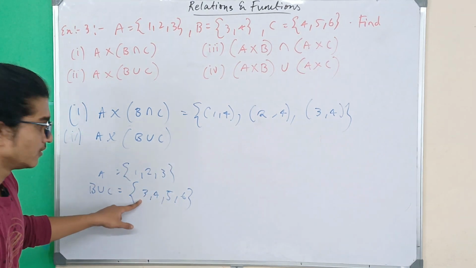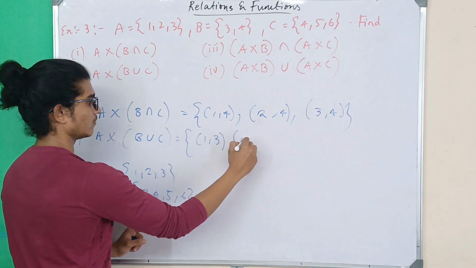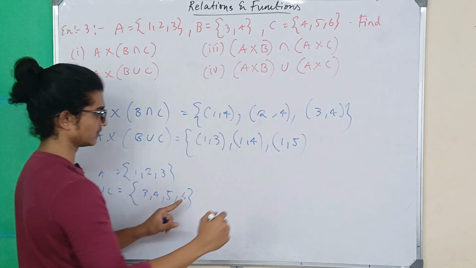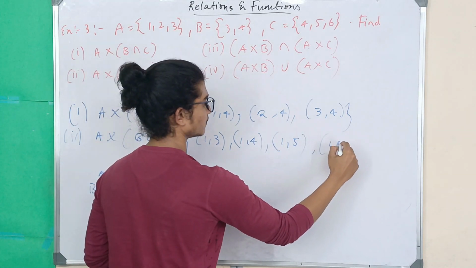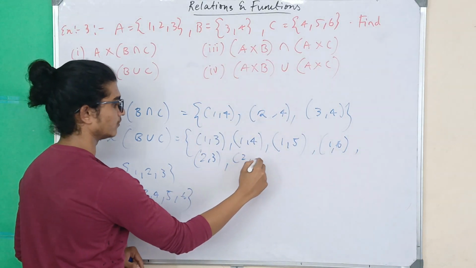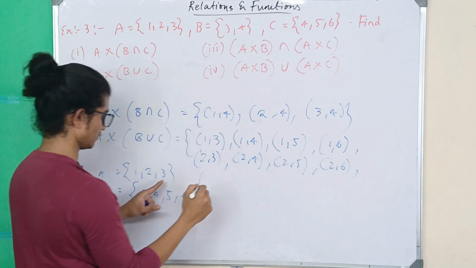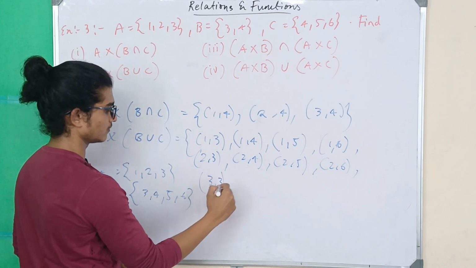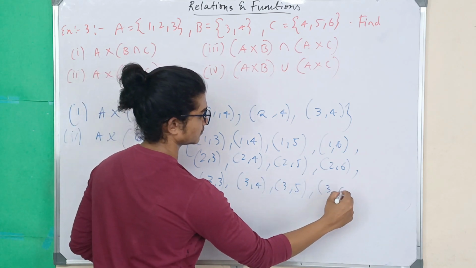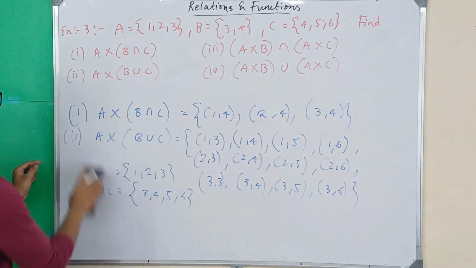So (1,3) is the first element. So (1,3), (1,4), (1,5), (1,6), and then you have (2,3), (2,4), (2,5), (2,6), and then you have (3,3), (3,4), (3,5), (3,6). So this is the answer for the second one. Let's try to solve the third one now.